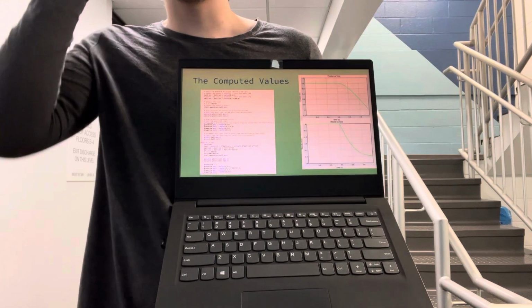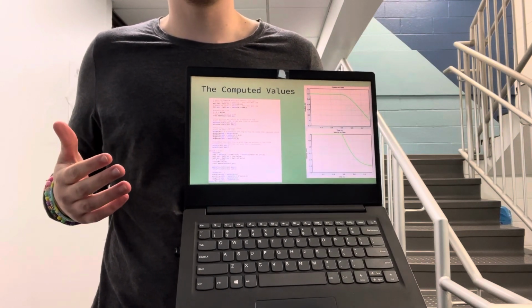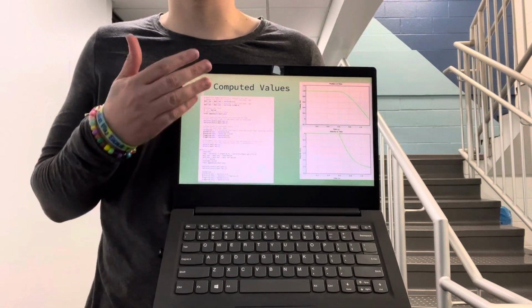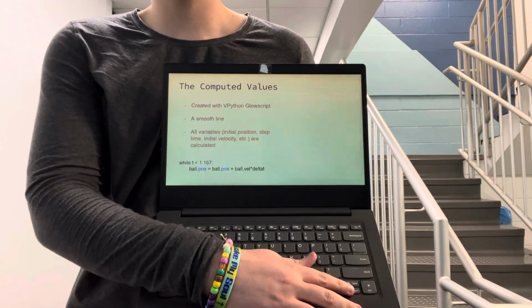Next we have the computed values, which were all done in GlowScript VPython, which everyone knows what it is already. Anyway, here's the position and velocity. Here's just a snippet of the code.